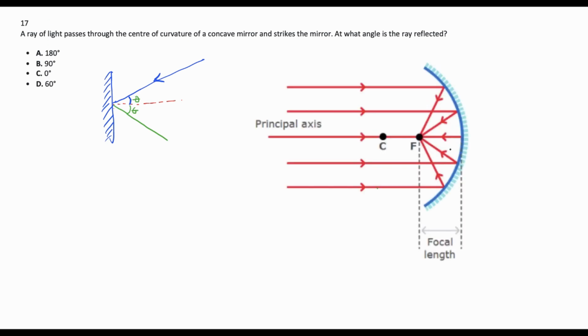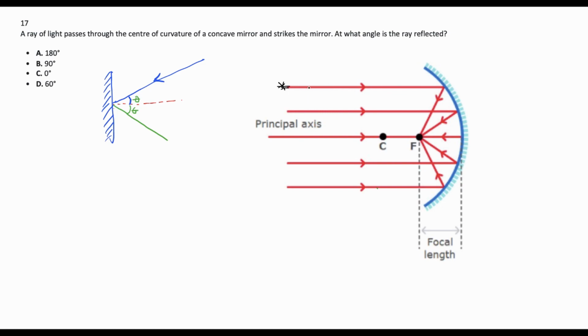So if we have our concave mirror like we have here, the F point here is the focal point, and the point labeled C here is the center of curvature. The center of curvature is simply the center of the circle which this mirror is a part of. So if this mirror were a full circle, this would be the center. Now, let's take this first ray here as an example. How do we determine what the reflection angle is?